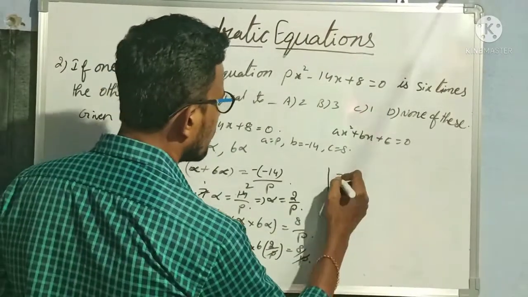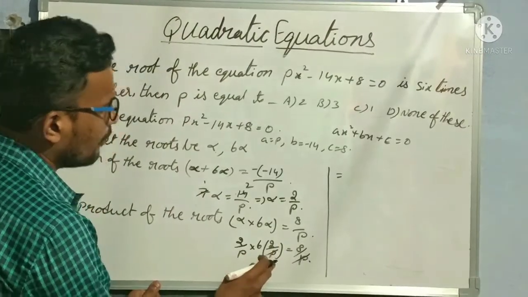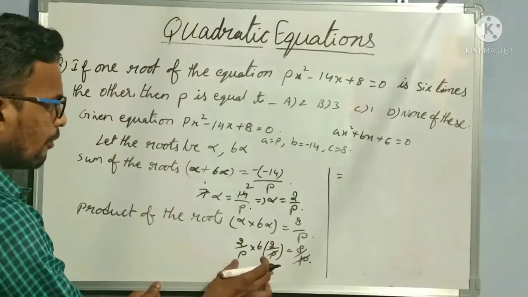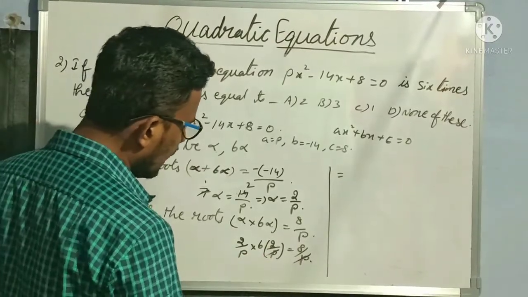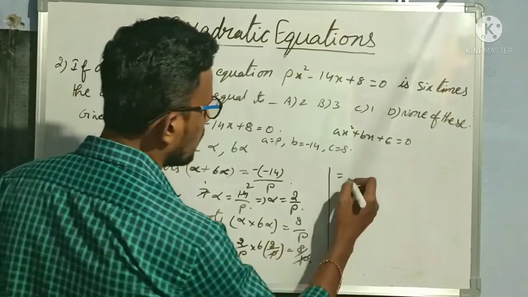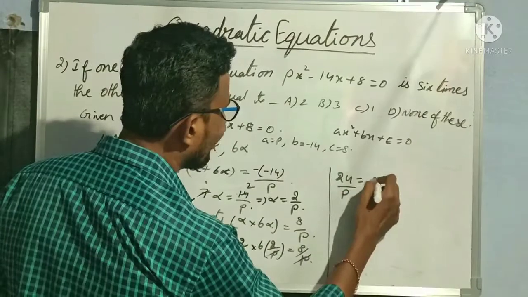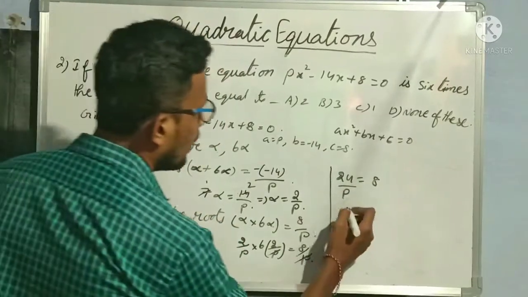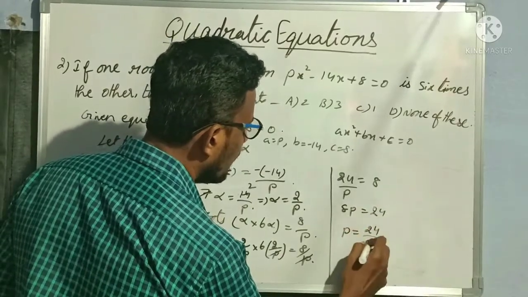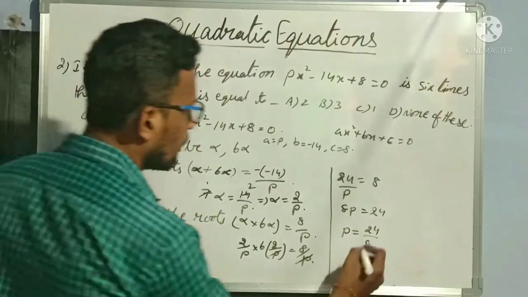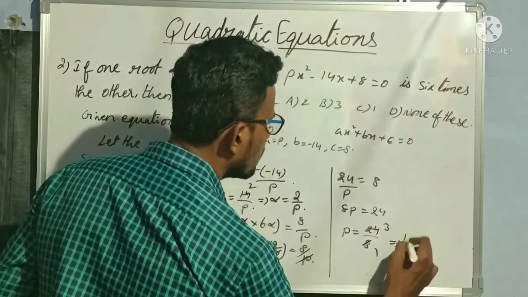So this implies, because I am substituting alpha is equal to 2 by p here, 2 by p into 6 times of 2 by p. Okay? Because I want p value only here. So 6 twos are 12, 12 twos are 24. So 24 by p is equal to 8. Okay? After solving we will get 8p is equal to 24. P is equal to 24 by 8. Okay? So 8 ones are 8, 8 threes are 24. This implies p is equal to 3.